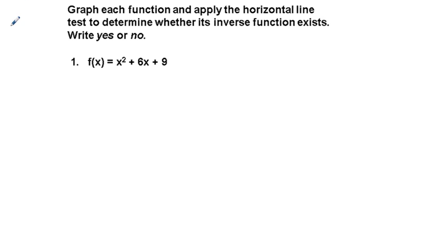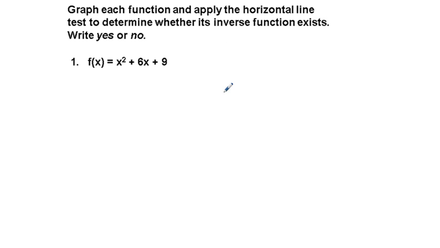This is chapter 1.7, exercise 1 through 25. This section in our book, 1.7, has to do with inverses of functions. In this exercise set here, 1 through 12, graph each function, apply the horizontal line test to determine whether its inverse function exists, write yes or no.